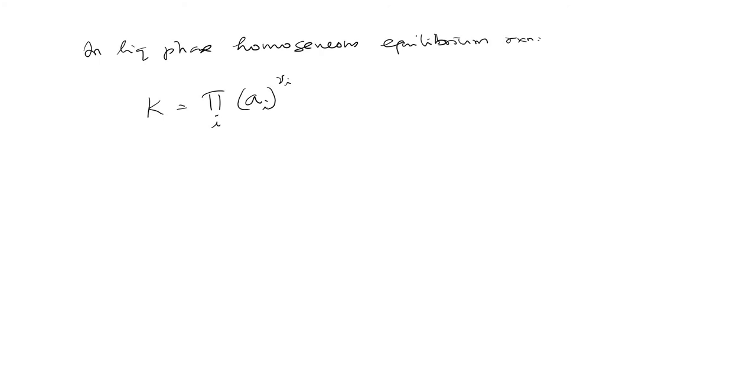Activity of the ith species to the power nu i. We know very well that in a chemical reaction, suppose this is the potential energy and this is the reaction coordinate. Assume that this is the reactant average energy and this is the average energy of the product.